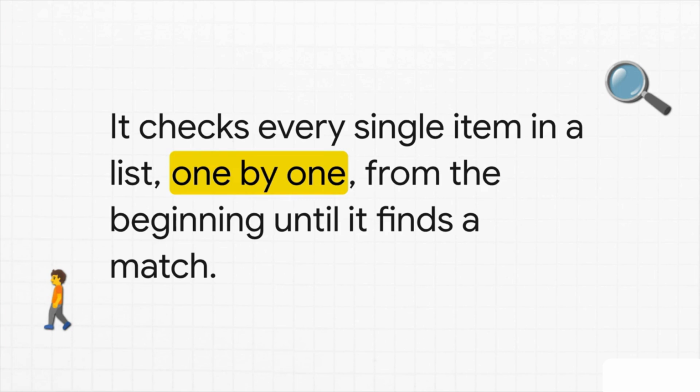A linear search is kind of like looking for a specific book on a very long shelf by starting at the very first book and checking every single one in order until you find the one you're looking for. It's simple and it's super direct.